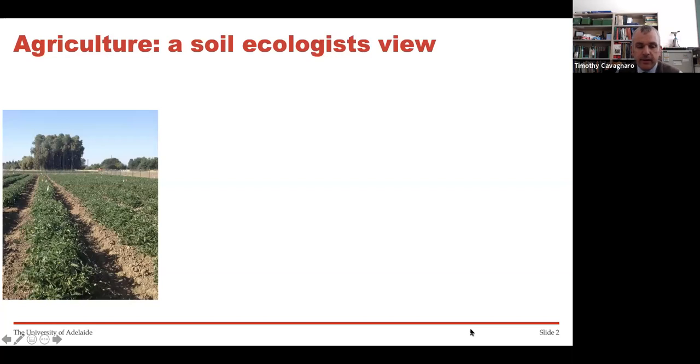This might be the typical soil ecologist view of the world, and I give a lot of these seminars. Here we've got an agricultural field. In this case, it's a tomato field, processing tomatoes, and we're doing a drought trial.